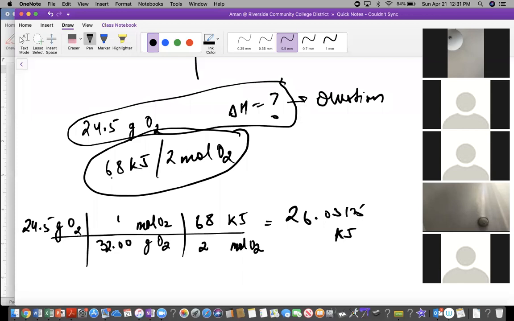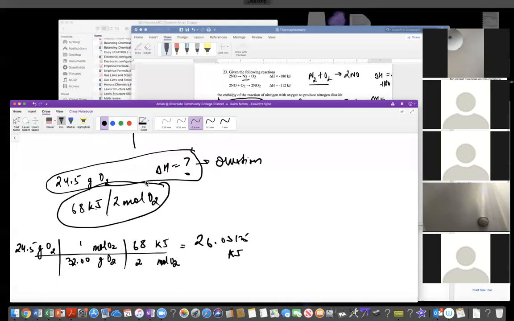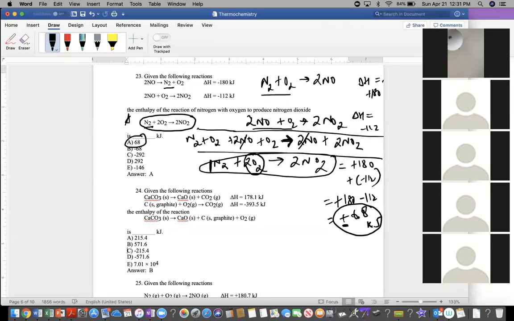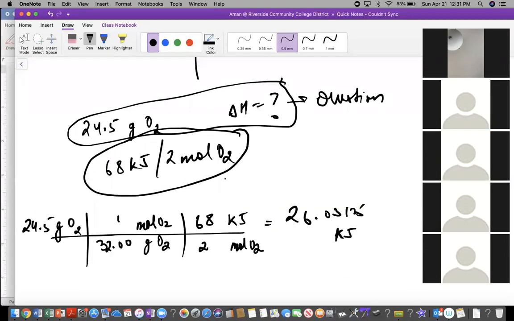And the moles to kilojoule conversion comes from this equation, that 68 kilojoules belongs to 2 moles of oxygen. That's where this is coming from. So this is coming from your reaction delta H.